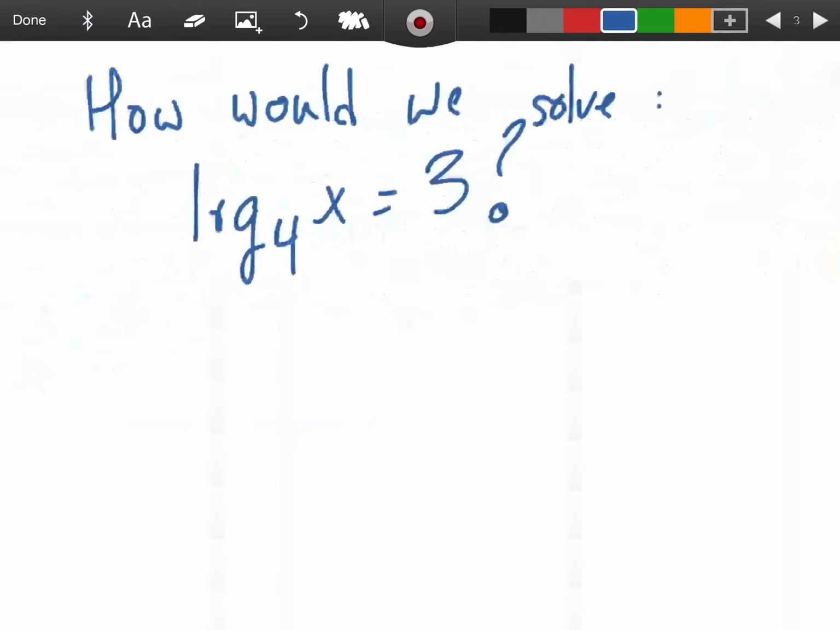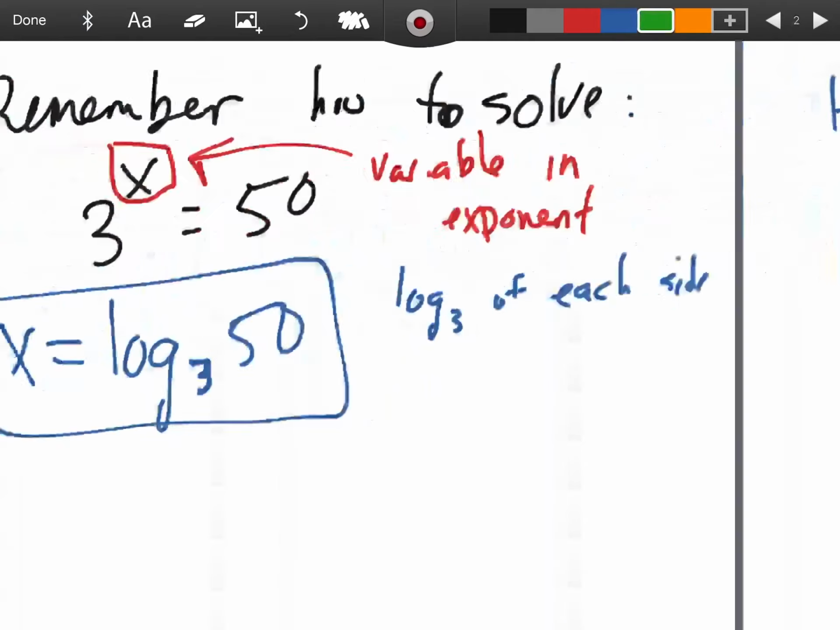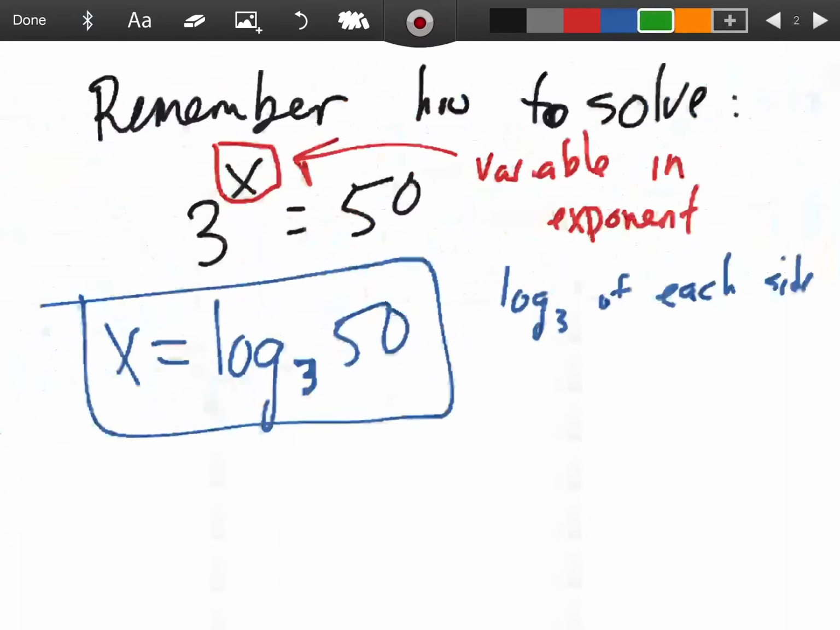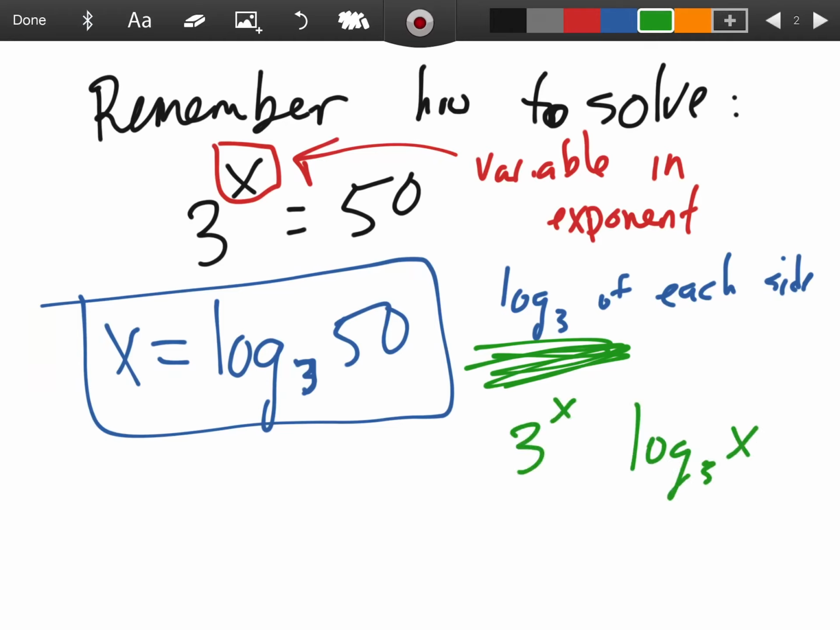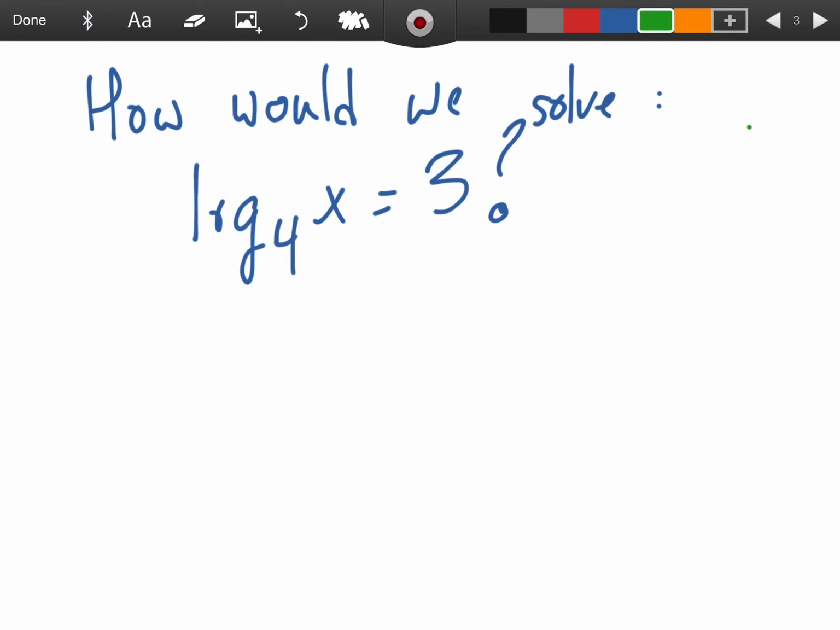All right, now let's look at it the other way. What if we get this problem now, log base 4 of x equals 3? What am I doing here with this 4? I want to undo this log base 4 of x. Going back, we remembered the reason we took log base 3 of each side is because 3 to the power of x and log base 3 of x are inverses. So we're going to do the same exact thing here.